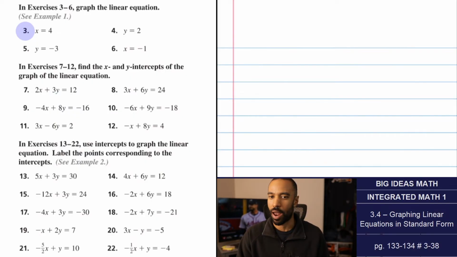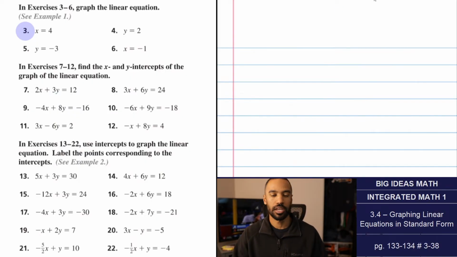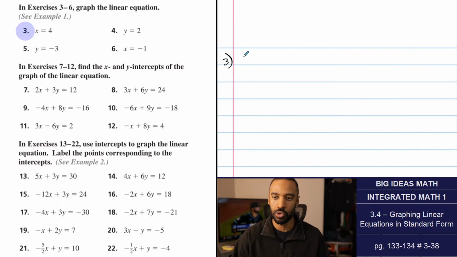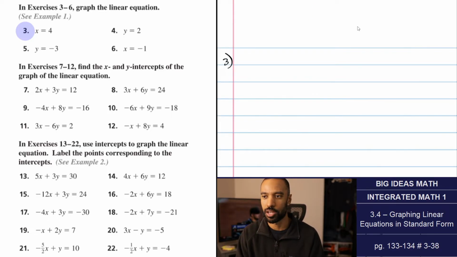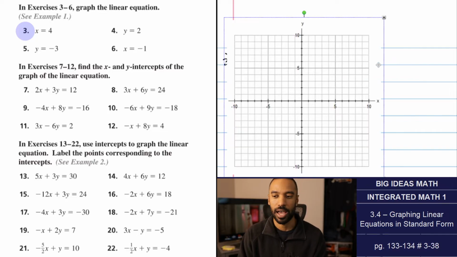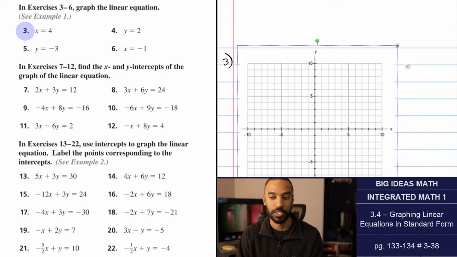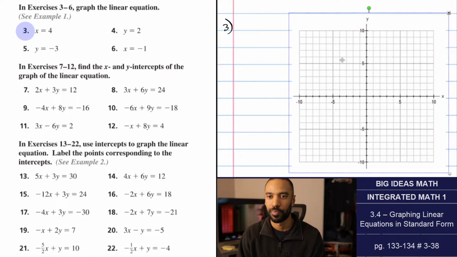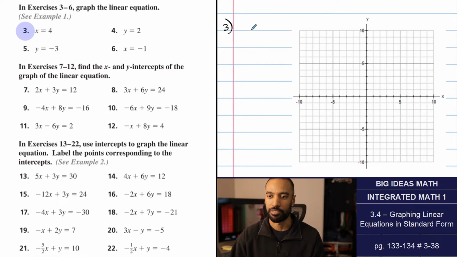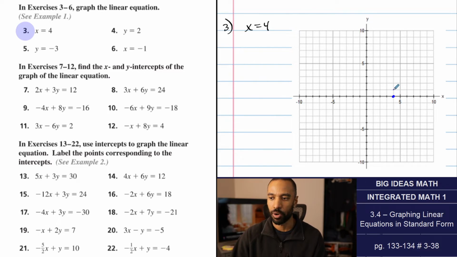Numbers 3 through 6, graph the linear equation. Notice they didn't call it linear function because if you do know anything about these, these are horizontal and vertical lines. Horizontal lines are linear functions. Vertical lines are not, but they said graph them. So number 3, we're going to graph the line x equals 4. X equals 4 is the equation of the vertical line that crosses through the x-axis at x equals 4 and every other point where x equals 4.